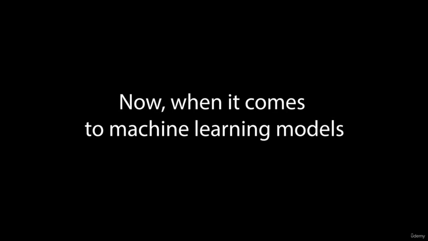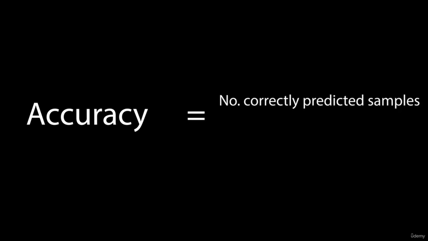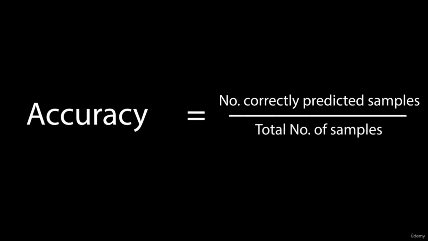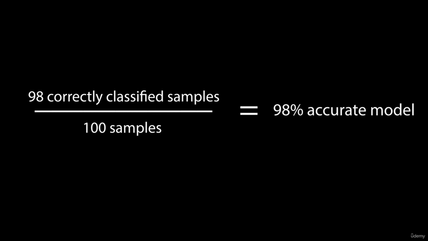When it comes to machine learning models, we may need to test the performance of the model using certain metrics. An example of a metric is accuracy. Accuracy can be calculated by taking the number of correctly predicted samples and dividing that by the total number of samples. For example, if I took 100 lung CT scans and correctly classified 98 out of the 100, this would mean that I have a model that is 98% accurate.